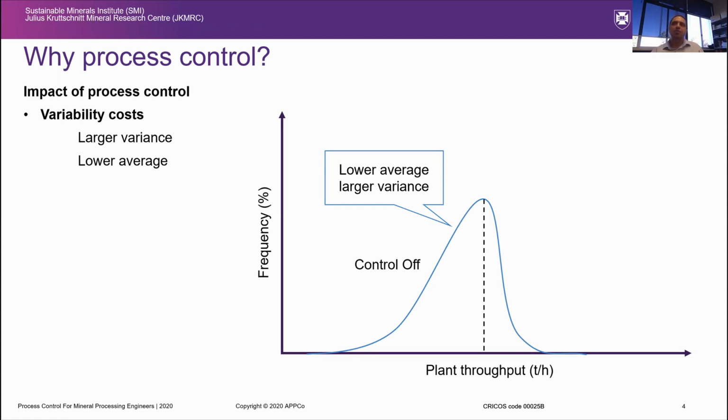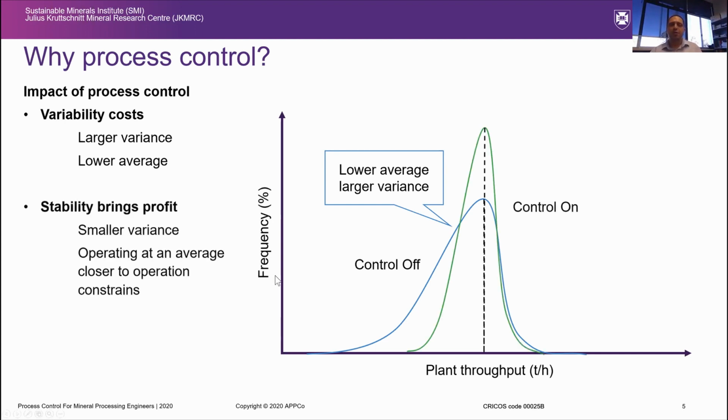And that means that to avoid any issues in your operation and prevent the process from going over the operation limits, you have to run it at conservative set points. Whereas if you have process control and use it to stabilize the process, you're narrowing down your operation, so you reduce the chance of going over the board.